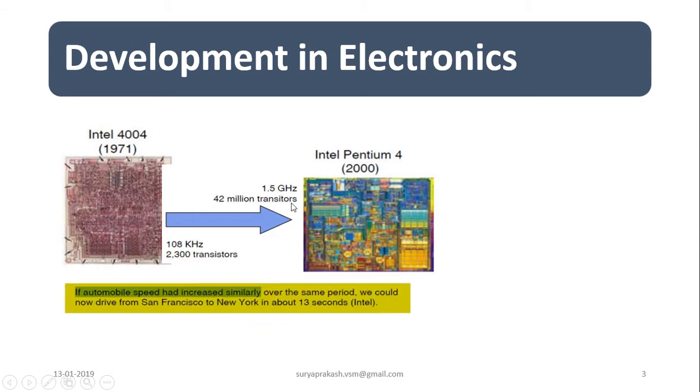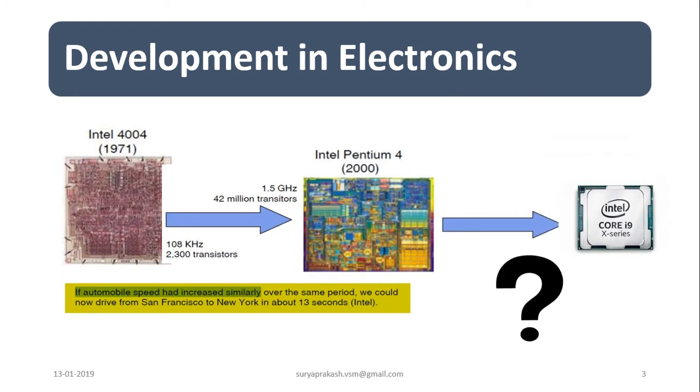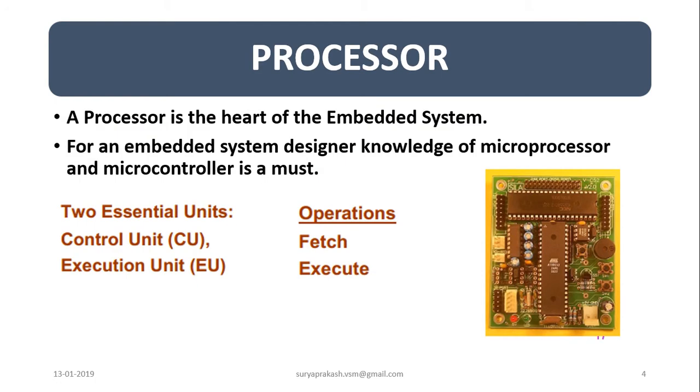In the present scenario, think about how the transition has been. If automobile speed had increased similarly to this transition, we could now reach New York from San Francisco in about 13 seconds. Next, we will see the basic processor.